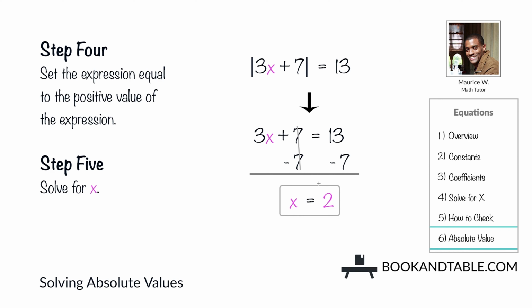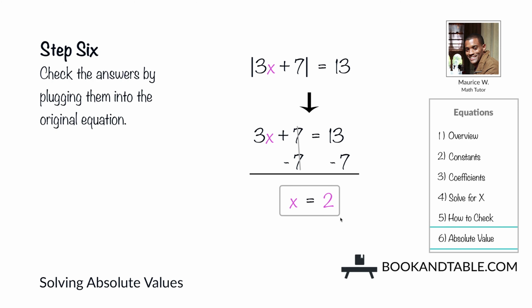So one of our answers was negative 20 over 3. The other was x is equal to 2. So the final step is to check the answers by plugging them into the original equation. The absolute value of 3x plus 7 is equal to 13. And we plug both those values in place of x.